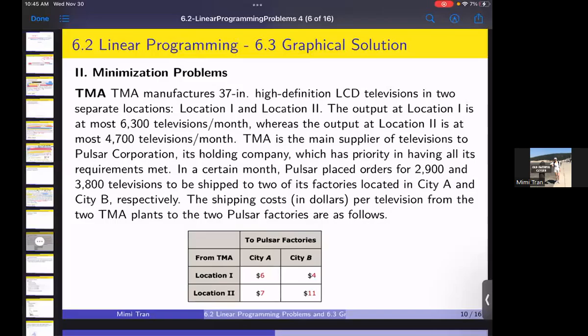TMA manufactures 37-inch high definition LCD televisions. Does anyone know what LCD means?